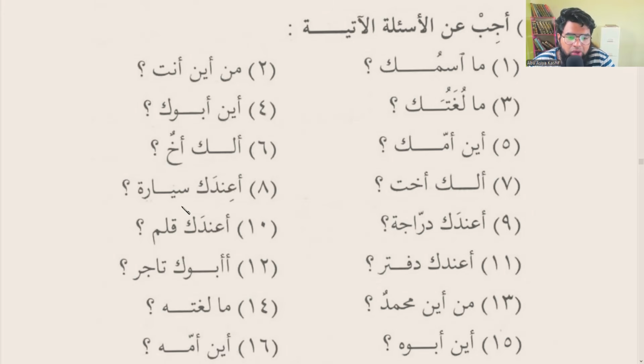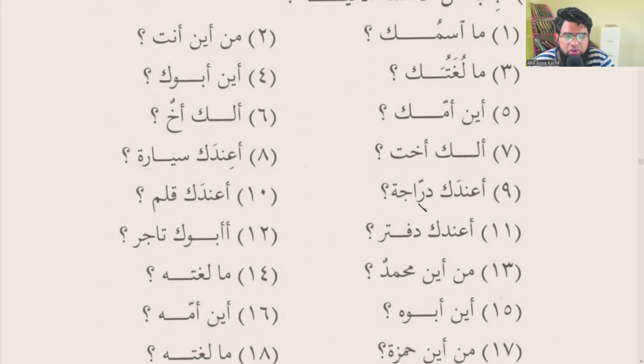عندك سيارة? Do you have a car? لا ما عندي سيارة. No, I don't have a car. Oh, نعم عندي سيارة. عندك دراجة? Do you have a bicycle? لا ما عندي. ما عندي يعني I don't have. Why do you have to say لا and ما عندي? لا is no. I don't have. It comes with ما عندي. So you have to say both.